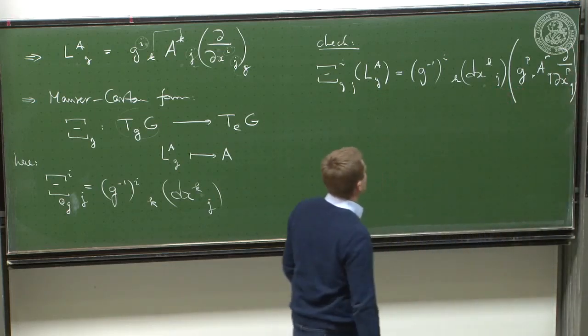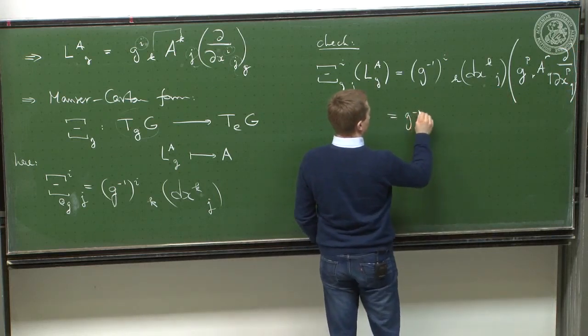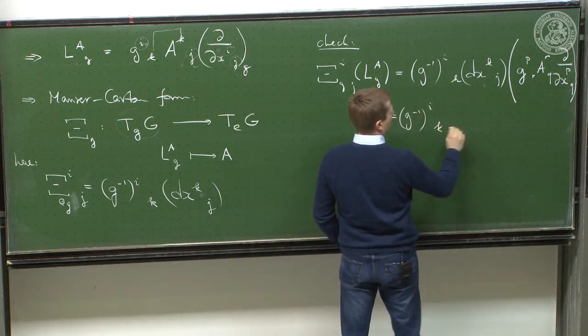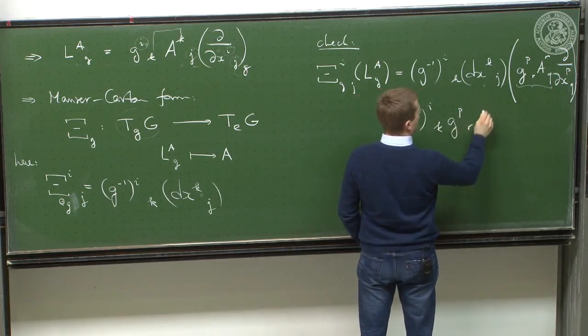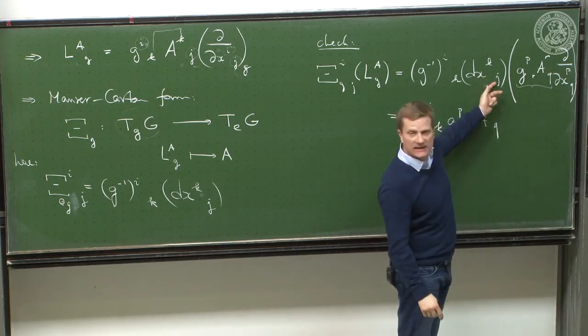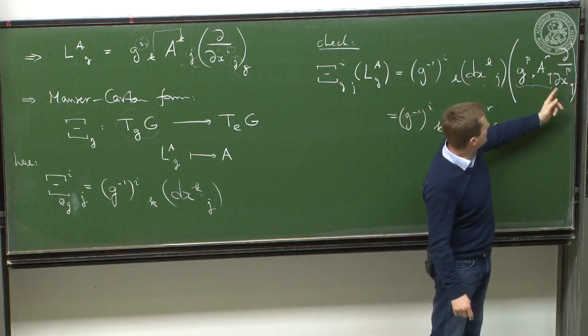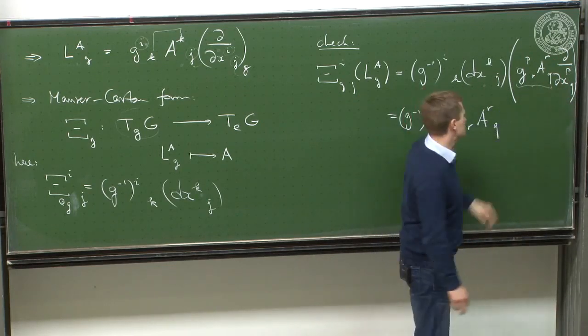I feed this into there. Now this yields G inverse IK. These guys are constants. They pull out GPR ARQ. And then I have the dxkj acting on the d by dxpq. Well, but they're of course dual by construction.